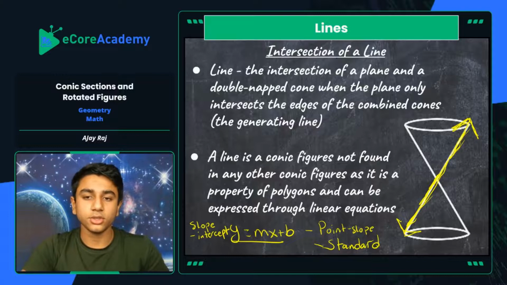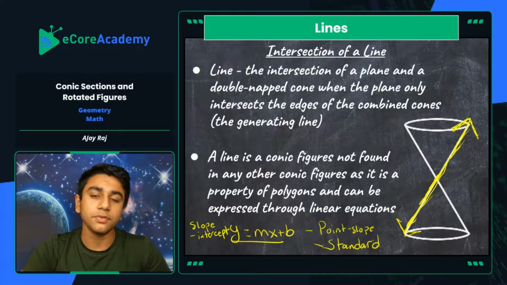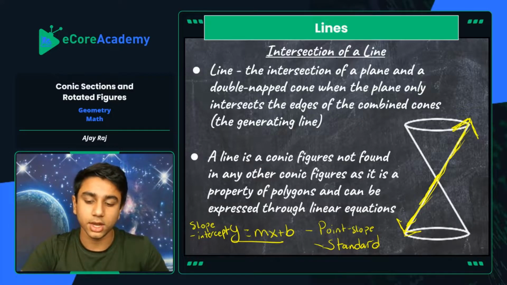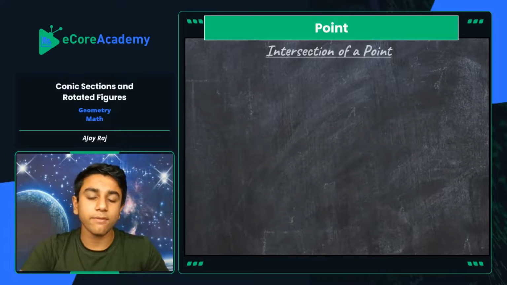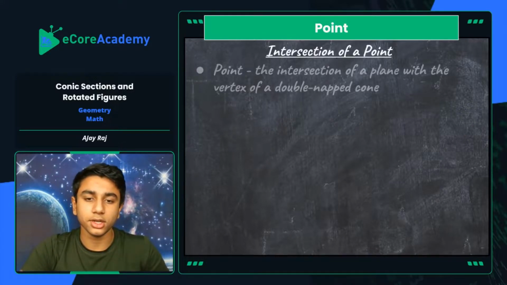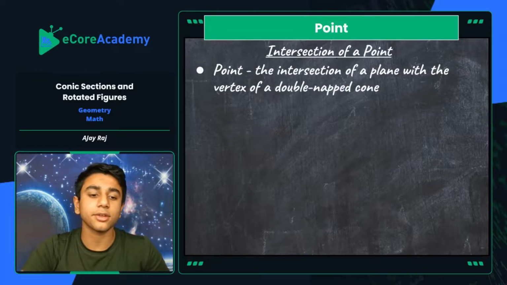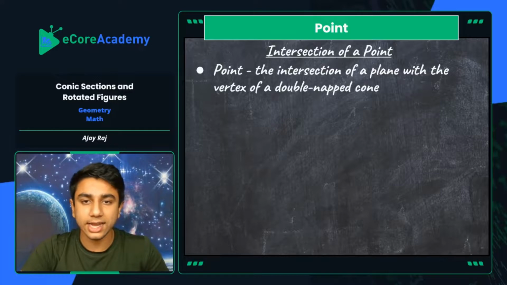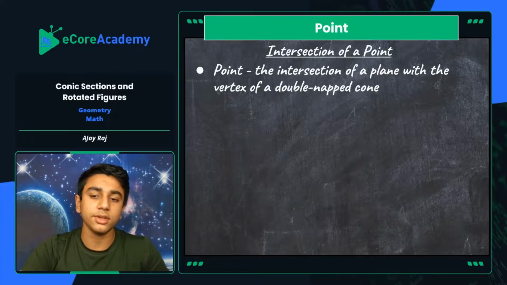All right, so that's also some very interesting stuff, and that's how the line itself is developed by that unique intersection of the plane with only one section of the generating line. And then finally, we have a point, so the intersection of a point on a double napped cone. So yes, a point is considered a conic section, but it is technically not a figure. It's a placeholder for a location, and it does not have any given measured volume or area. So the point is the intersection of a plane with the vertex of a double napped cone.